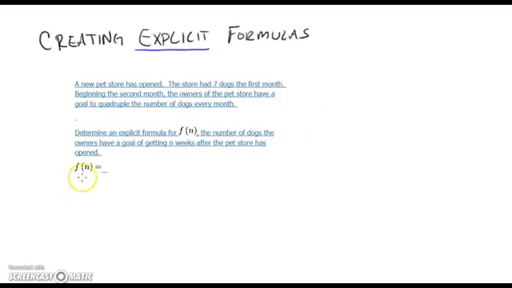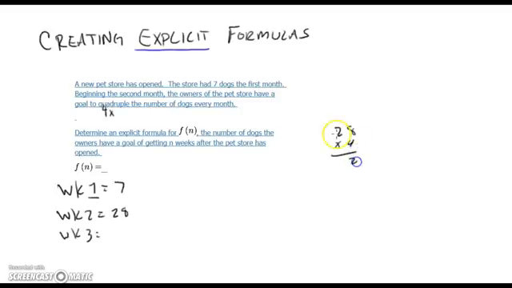Well, it wants to know week 1, we'll call this week 1, how many dogs are there? There's 7. Week 2, how many dogs will there be? Well, they want to quadruple it, right? What does quadruple mean? It means 4 times. Well, 7 times 4 is 28. So the second week, they want to have 28. And then week 3, how many do they want to have? Well, they want to have 28 times 4.